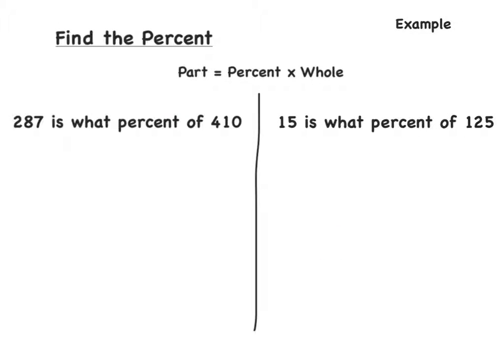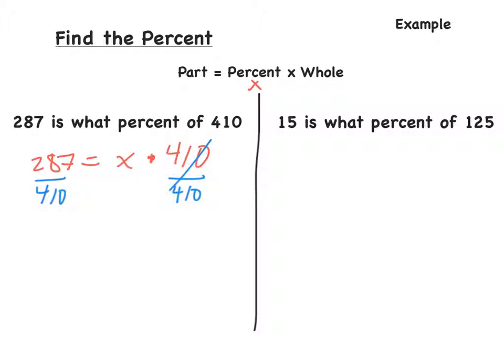Now we're trying to find the percent. So I'm going to make the percent our variable. So we have the number 287 is, so it's 287, remember is equal to what percent, that's our variable, of multiply 410. That's a multiplication sign. So to find this, because this is x times 410, the opposite is to divide by 410. To solve that, those cancel, and you get 7/10. So x is equal to 7/10.